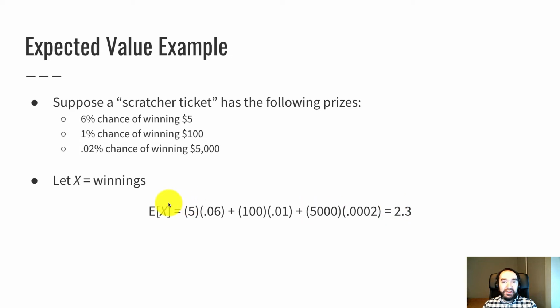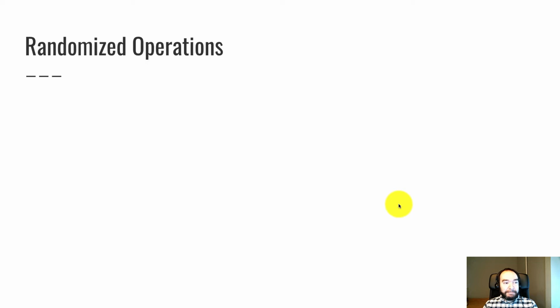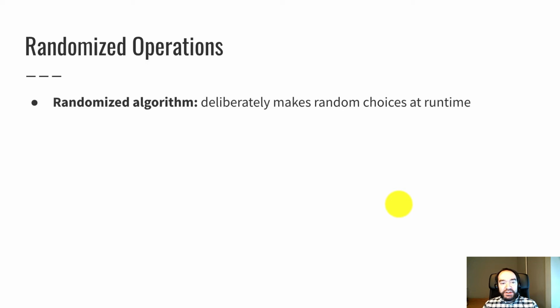If these are dollars, that means that on average you can expect to win $2.3 if you average this out over many random plays. And so the gambling company would probably sell this for more than $2.3 so that they make a profit. They might sell it to you for $5 so that they tend to profit on these. So the application of this is to randomized data structure operations.